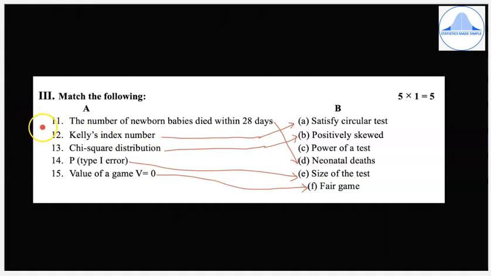So when you're writing the match the following in your answer booklet, it is preferred that you write next to 11 what is under A, that is the number of newborn babies died within 28 days, and the correct option under B you can write D, that is neonatal deaths. Please keep this in mind.